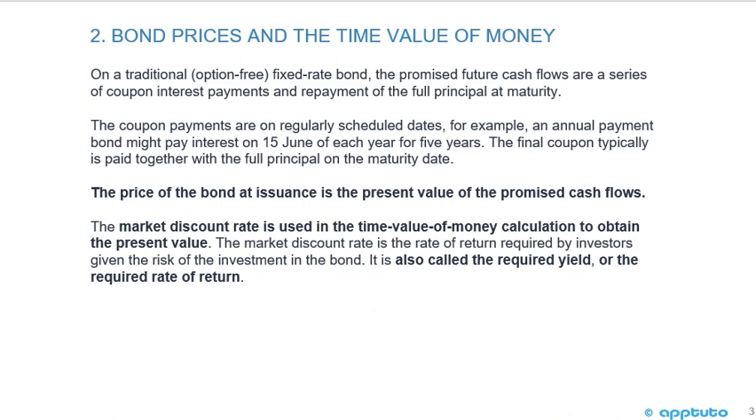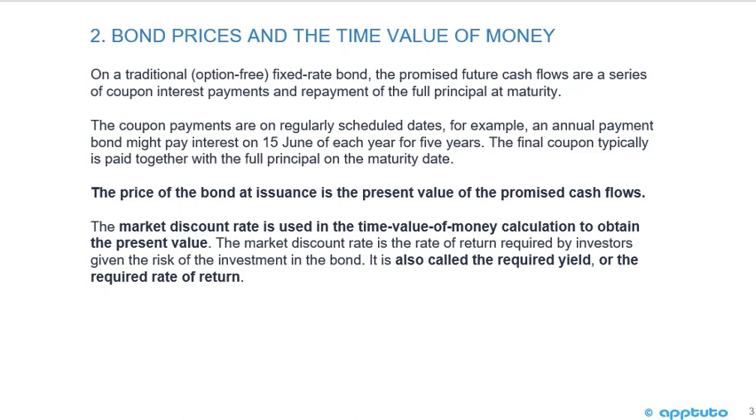On a traditional option-free fixed-rate bond, the promised future cash flows are a series of coupon interest payments and repayment of the full principal at maturity. The coupon payments are on regularly scheduled dates. For example, an annual payment bond may pay interest on 15th of June of each year for 5 years. The final coupon typically is paid together with the full principal on the maturity date.